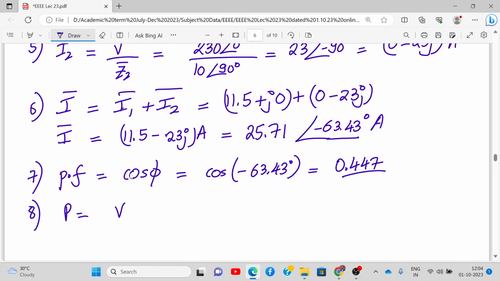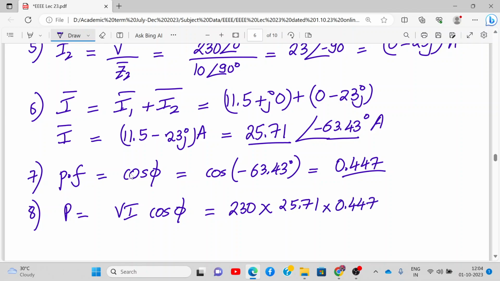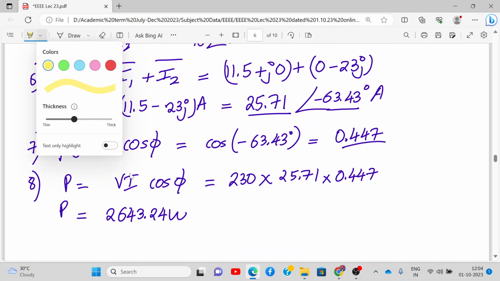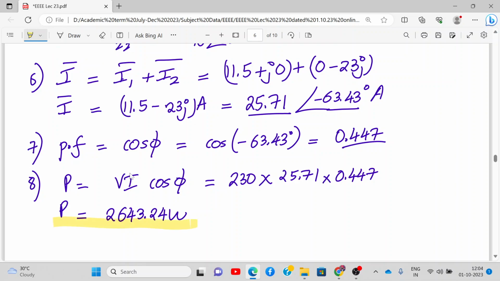Now it's very easy. Power consumed is V I cos phi. Now what is the RMS value of V? 230. What is the RMS value of current? This much, 25.71. And what is cos phi? 0.447. So calculate this power. Is it 2643.24 watts? Please confirm this answer. So these are your answers. That's it. Using phasor algebra, it's very easy.